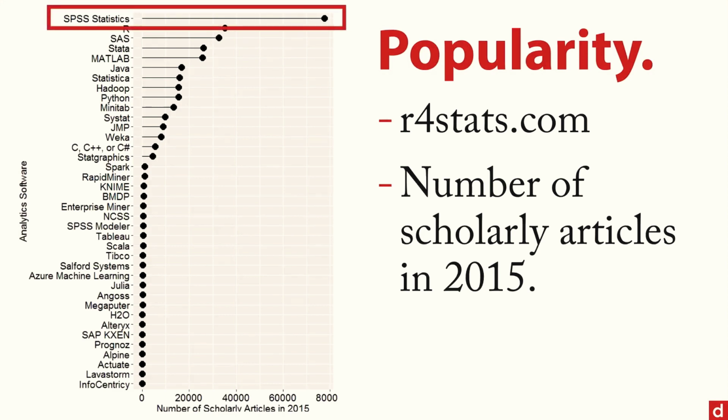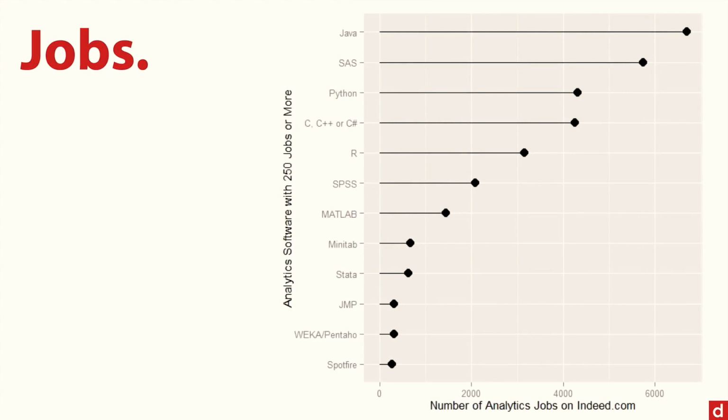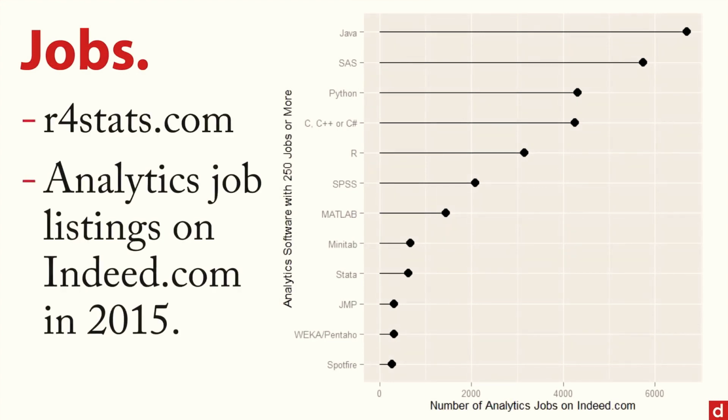And what you can see here is right at the top is SPSS Statistics. SPSS is number one by far in terms of scholarly research. Also, you can look at jobs. Here's another chart that is also from r4stats.com. And what this shows is analytics job listings on indeed.com in 2015, one major source of tech jobs.